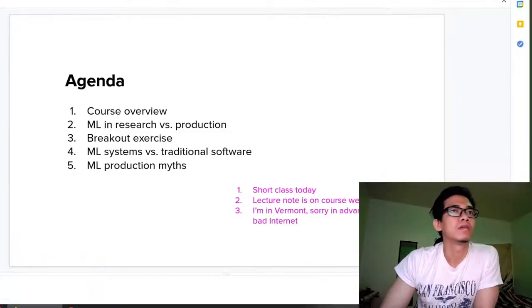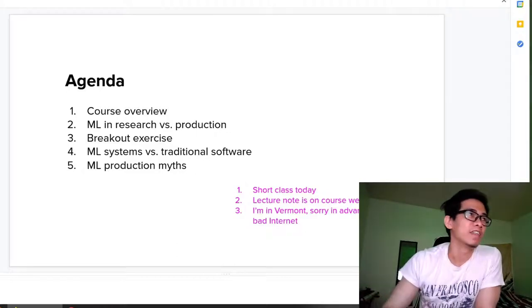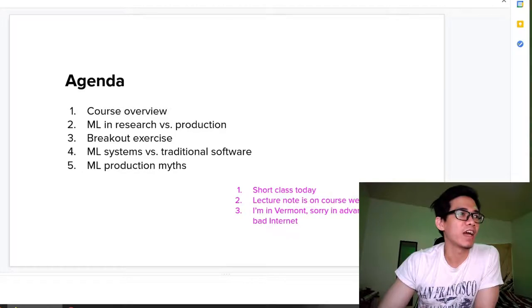Actually, the agenda of the first lecture is mostly the course overview and some comparison and contrast between machine learning in production versus in research, and versus traditional software engineering development. It's going to be a short class. Actually, is this wrong? I think technically it's a very long slide deck here, like 70 slides, and three lectures.